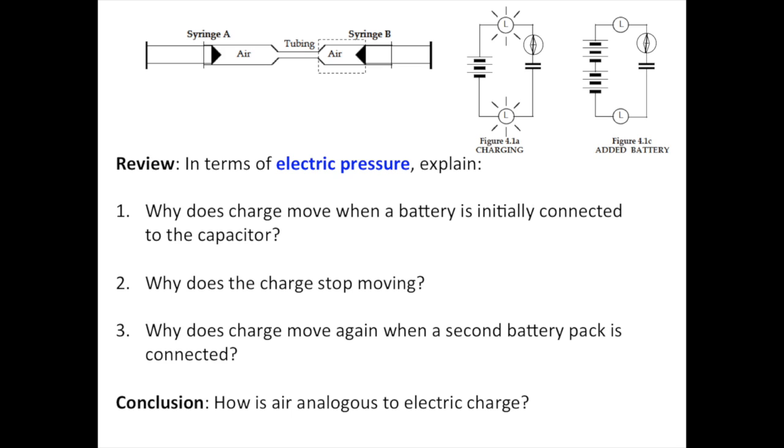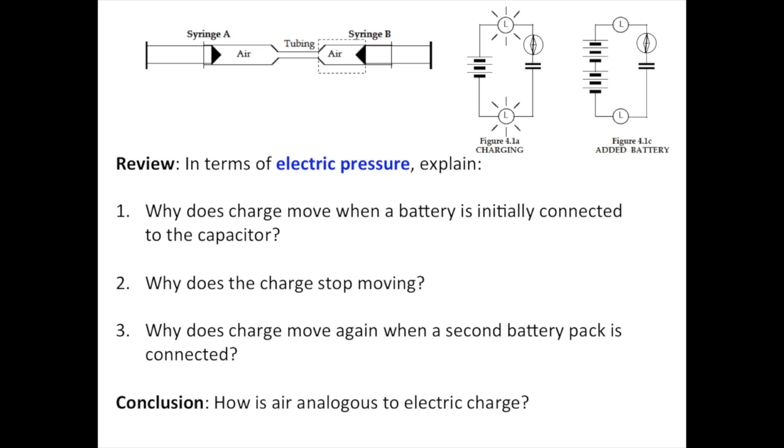In conclusion, how is air analogous to electric charge? Well, first of all, charge can be compressed like air. Second, air moves when there is a pressure difference. So when there's a difference in air pressure between two places, the air will move from one place to another. Charge also moves when there is an electric pressure difference between two places.